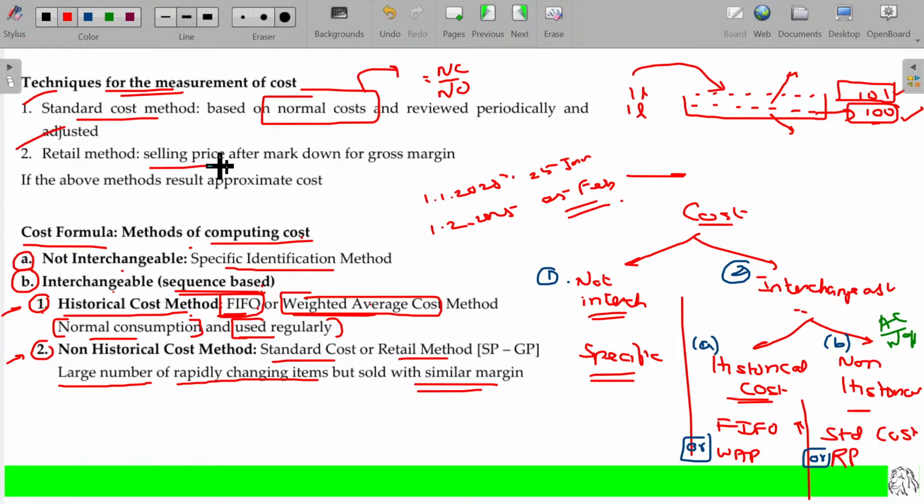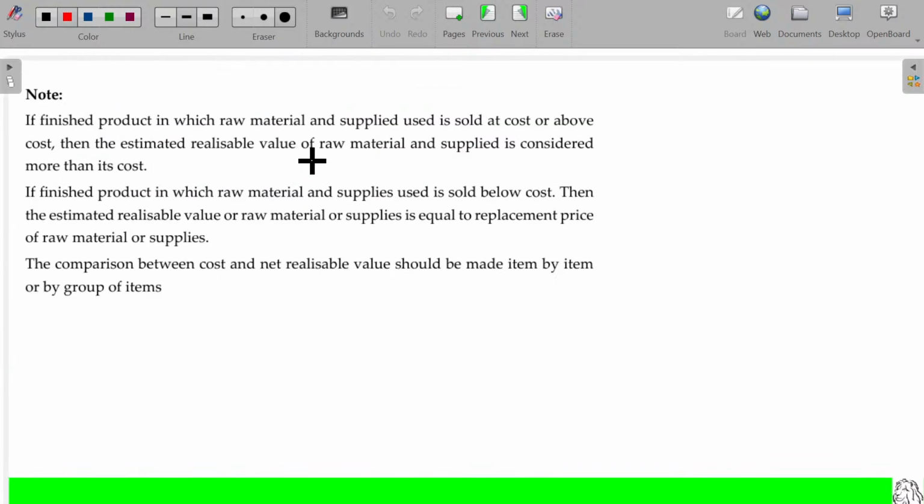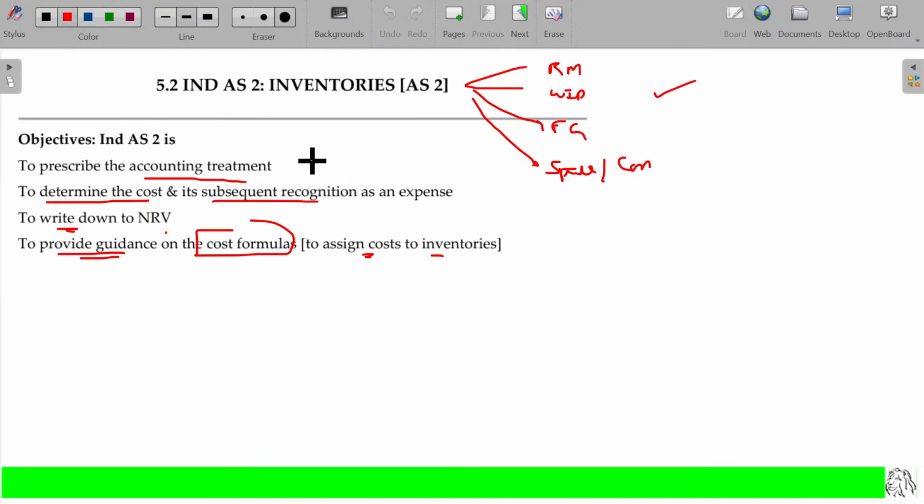Retail price method, selling price after markdown for the gross margin. So you find out the closing stock at the selling price. From there, you have to mark down. You have to remove the gross margin to find out the stock value under the retail method. If the above methods result in approximate cost, these things are closer to the approximate cost, not exact cost. Anyhow, we don't have any other options. We can depend on the approximate cost. In that case, we can follow the standard cost or retail cost method. Clear? Now, let's start with the first one.